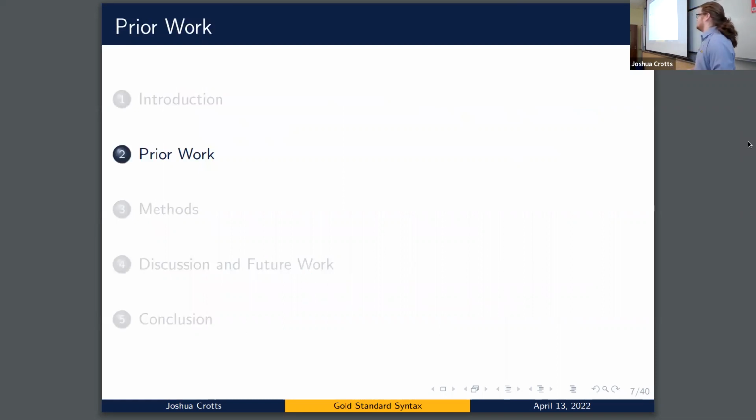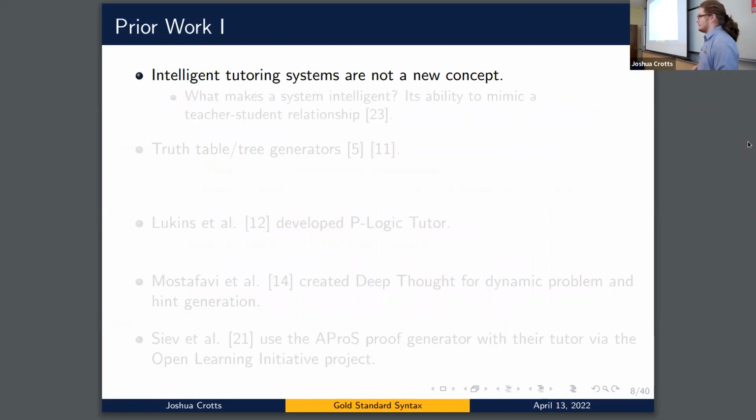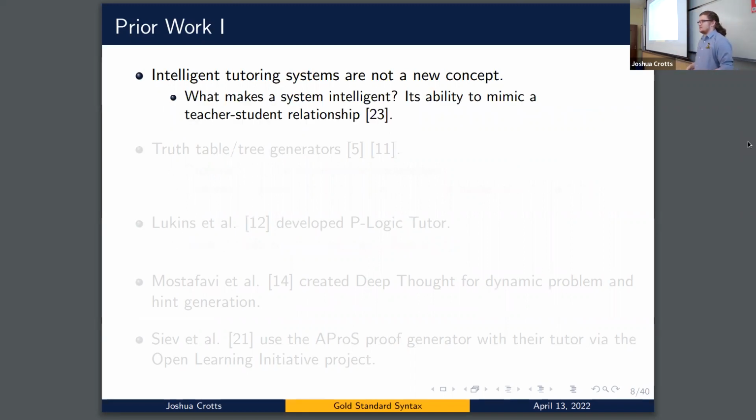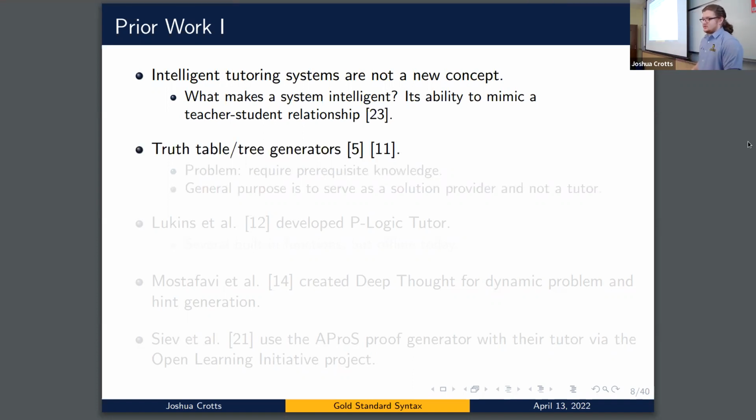All right, so that's the brief overview. Now we're going to jump right into the related work. The thing about tutoring systems is that they're not new, but over the years, they've gotten progressively more intelligent. But what does it mean to be intelligent in this context? It's the ability to mimic a relationship between a teacher and a student.